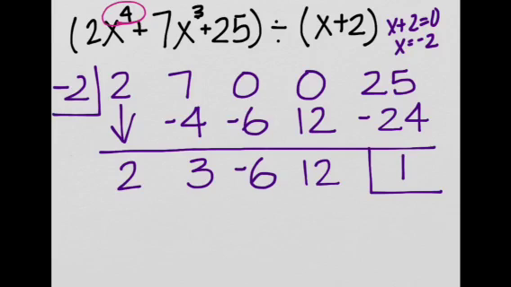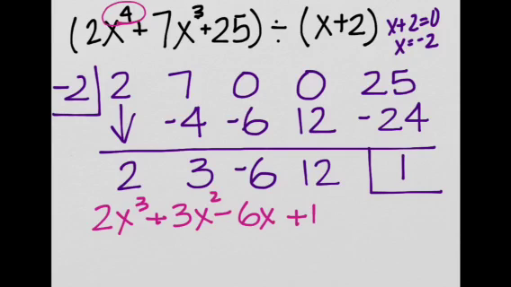So I'm just going to put in my variables back. So I have 2x to the 3rd plus 3x squared minus 6x plus 12. And then remember, I have my remainder, so 1 over x plus 2. Okay. So synthetic division, very, very helpful, very, very useful.